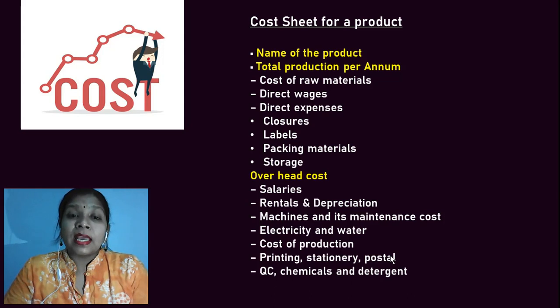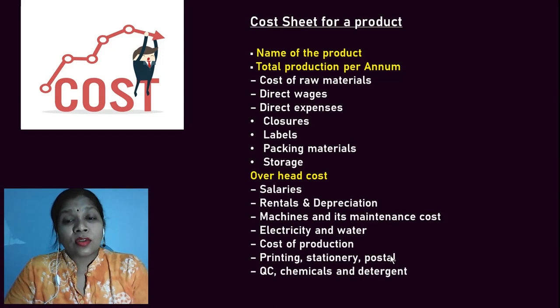That means for the individual employee, individual personnel, how much you're going to pay, like the salaries, or you can say the rental or the depreciation cost, the rental cost of the building or of the area which you have taken, the depreciation cost of the equipments. Next, the machines and its maintenance cost. Definitely if you are running a machinery, then you have to pay the maintenance cost. Next to the electricity and the water, how much you are expending for the electricity and the water supply.